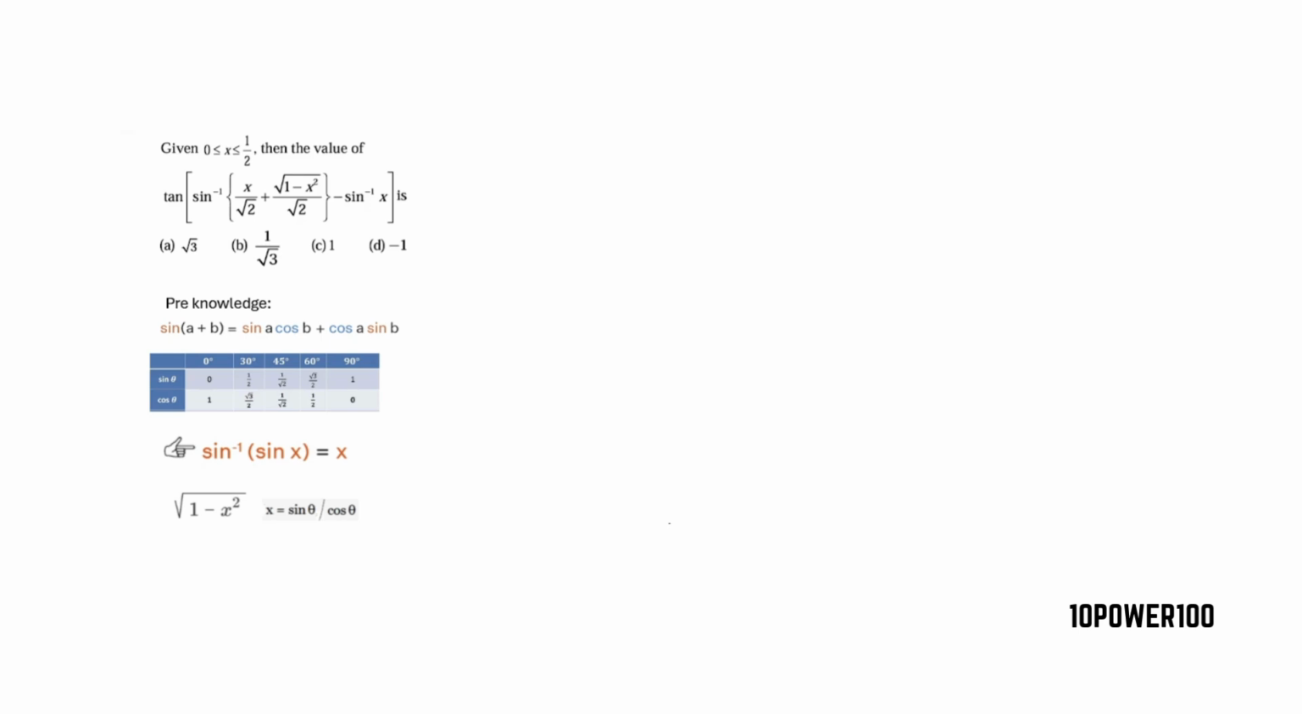Hello students, let's solve the first one. So the first one is tan of sine inverse of (x by root 2 plus root of 1 minus x square by root 2) minus sine inverse x. So the options are root 3, 1 by root 3, 1 and minus 1.